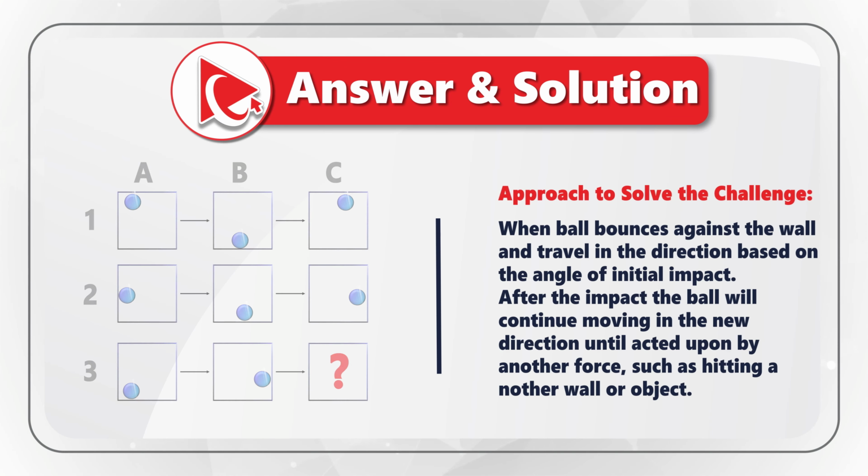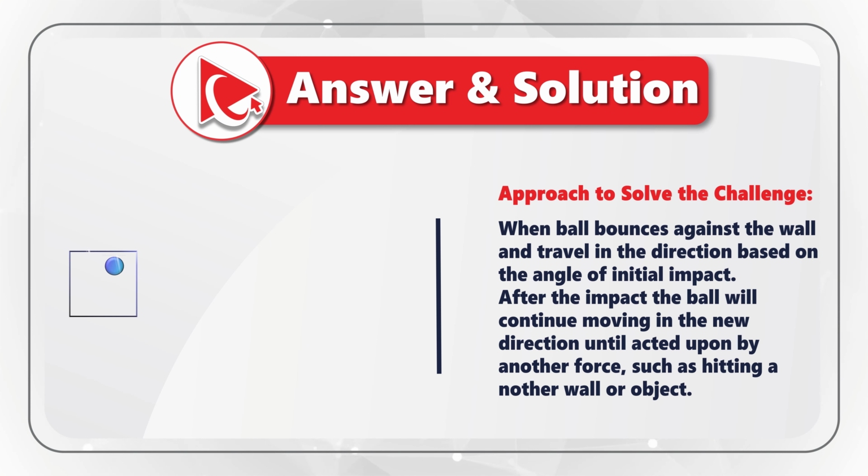When a ball bounces against the wall, it travels in the direction based on the angle of the initial impact. After the initial impact, the ball will continue moving in the new direction until acted upon by another force, such as hitting another wall or an object.